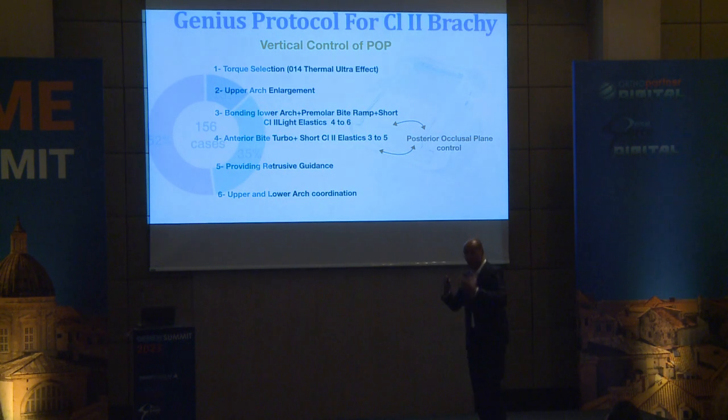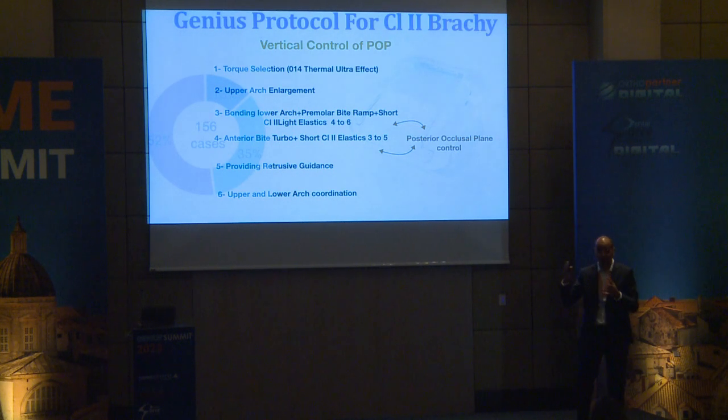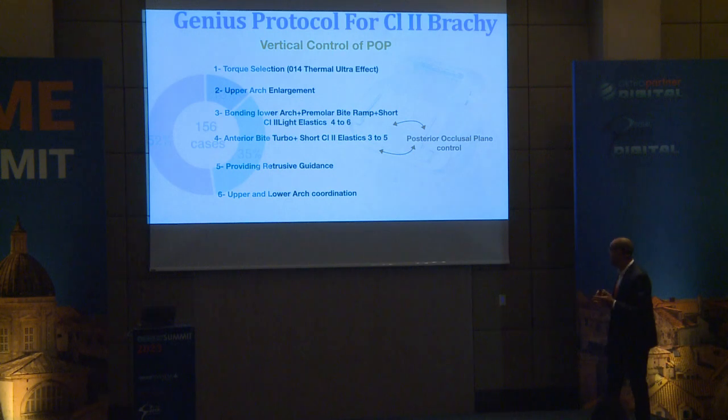And what we are doing, upper arch enlargement to prepare for the mandibular advancement. Then we are bonding the lower arch and premolar by turbo short, class 2 elastic 4 to 6 and 3 to 5. In a mesodivergent patient, I'm usually beginning from 3 to 5. And finally, always providing the retrusive guidance and upper and lower arch coordination.